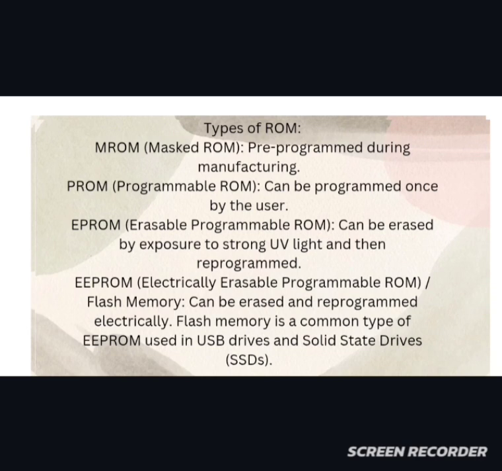Types of ROM: masked ROM, pre-programmed during manufacturing. Programmable ROM can be programmed once by users. Erasable programmable ROM can be erased by exposure to strong UV light and then reprogrammed. Electrically erasable programmable ROM, flash memory, can be erased and reprogrammed. Flash memory is a common type used in USB devices and solid state devices.